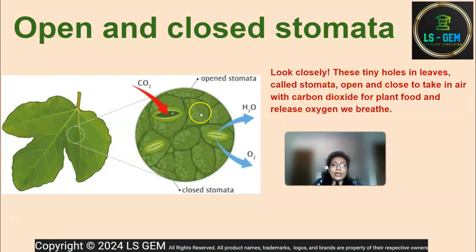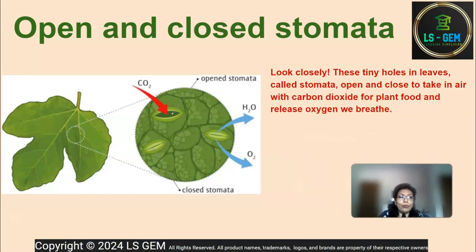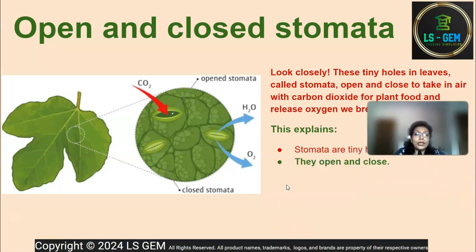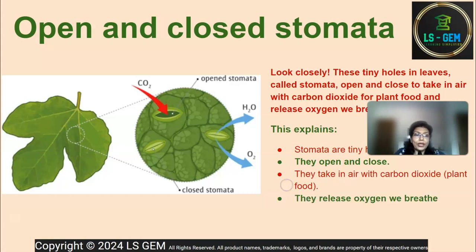These tiny holes in leaves are called stomata. They open and close to take in air with carbon dioxide for plant food and release oxygen we breathe. This explains stomata are tiny holes. They open and close. They take in air with carbon dioxide for plant food. They release oxygen we breathe.